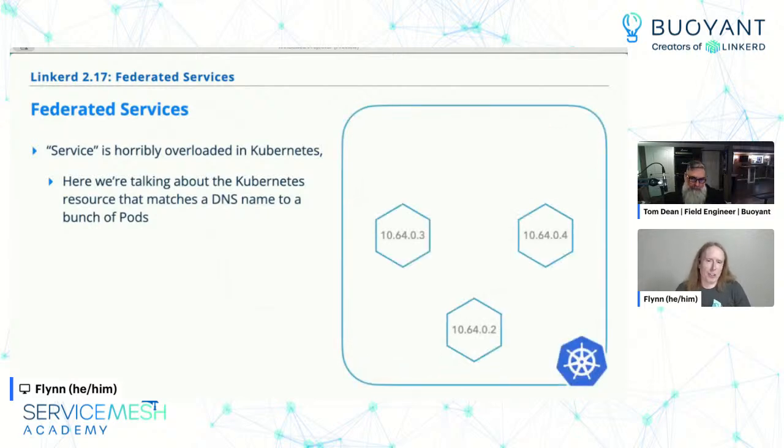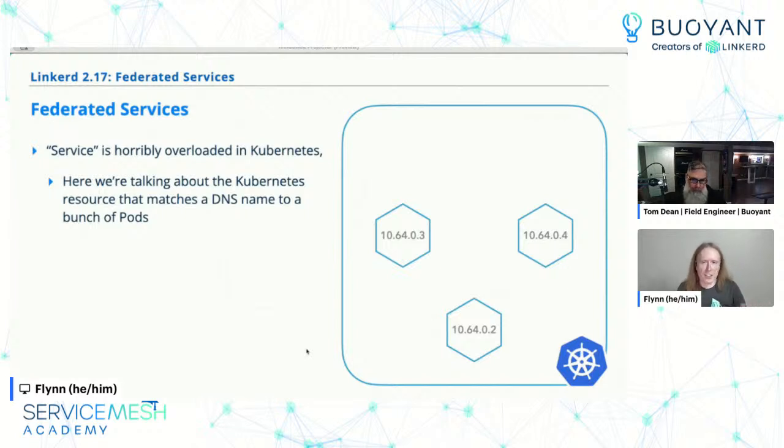I also like to apologize for the fact that we're using the word service, even though it's a horribly, horribly overloaded term in Kubernetes, and Linux, and really like everything else. But in this particular case, when I say service, I am talking about the Kubernetes resource that matches a DNS name and IP address to a bunch of pods.